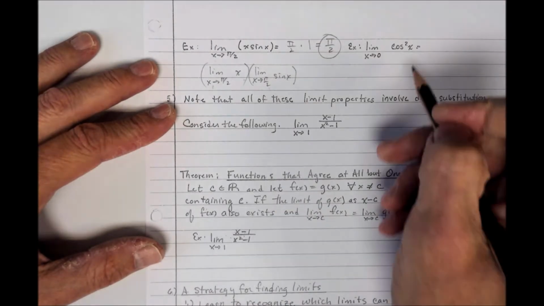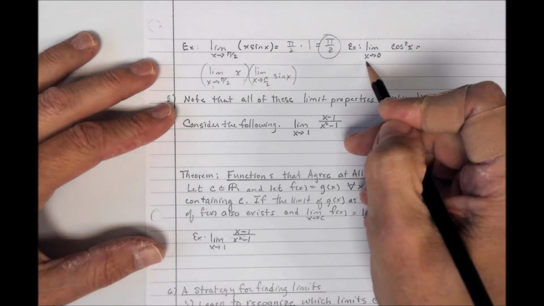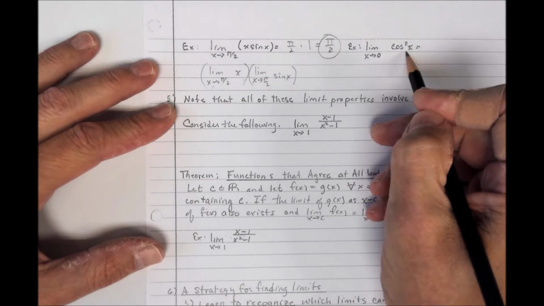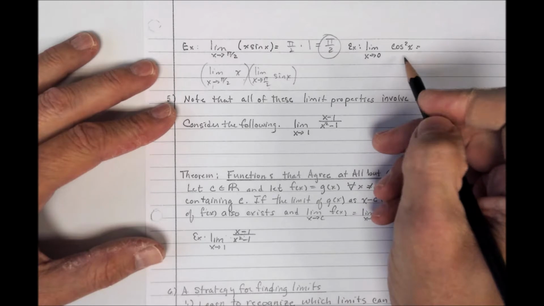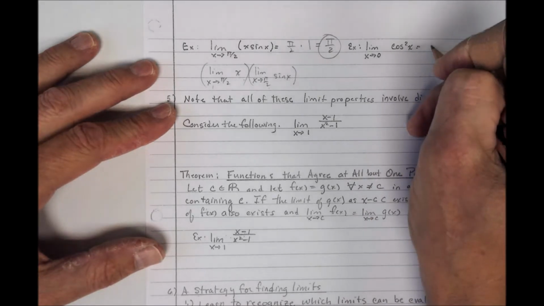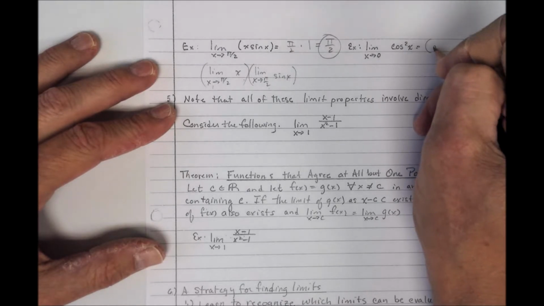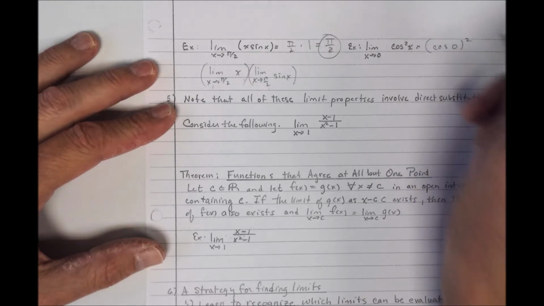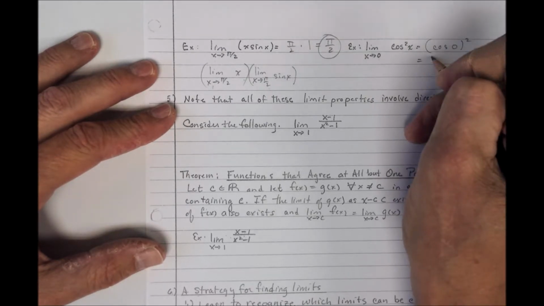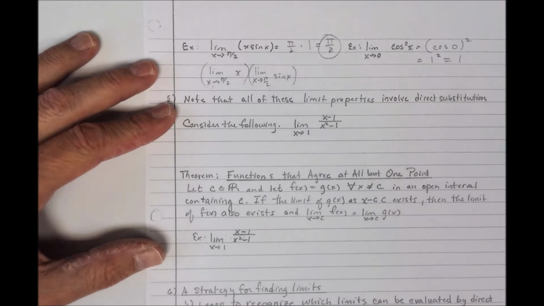And in this case, this is the limit as x approaches 0 of the cosine of x squared. Well, this is a composite function, so this is the same as the limit as if I plug in 0 of the cosine of 0 squared. Well, the cosine of 0 is 1. 1 squared is 1. Nice.